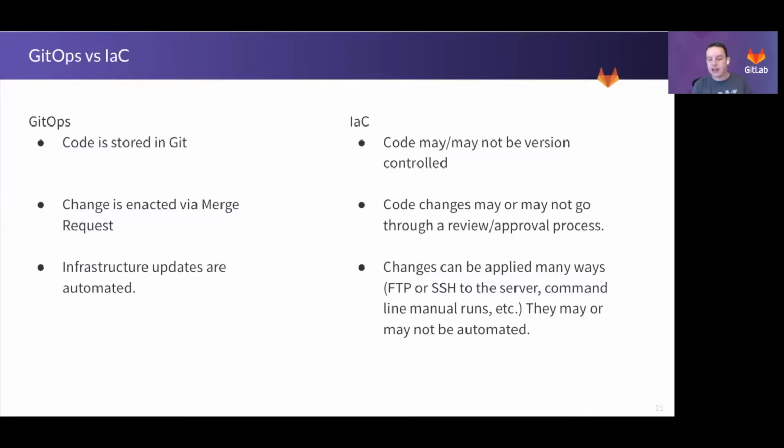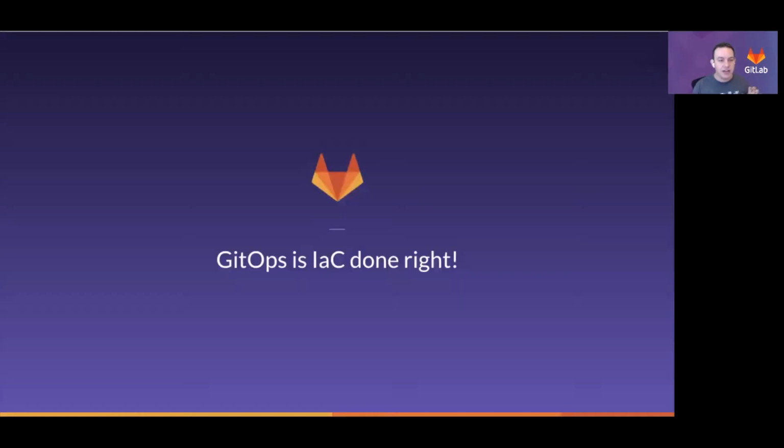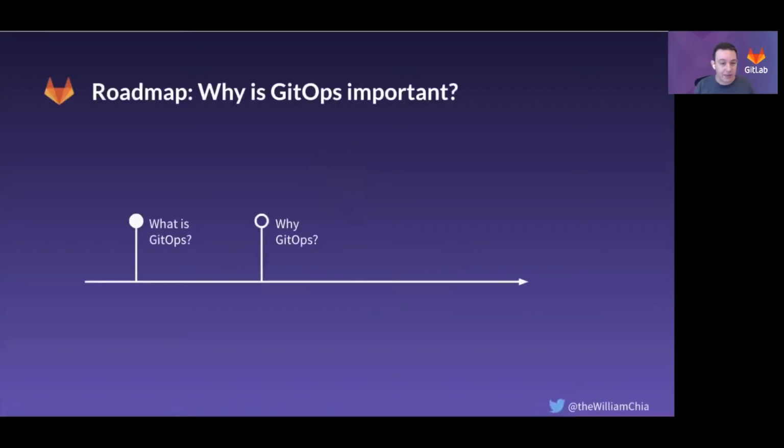And finally, as I've kind of already said, changes could be applied in many ways. If you're just doing infrastructure as code, you could SSH to the server. They may or may not be automated. But when we're doing GitOps, we're absolutely automating the infrastructure. So in a nutshell, you could say that GitOps is infrastructure as code done right. If you're doing it with the best practices, we're going to call that GitOps.